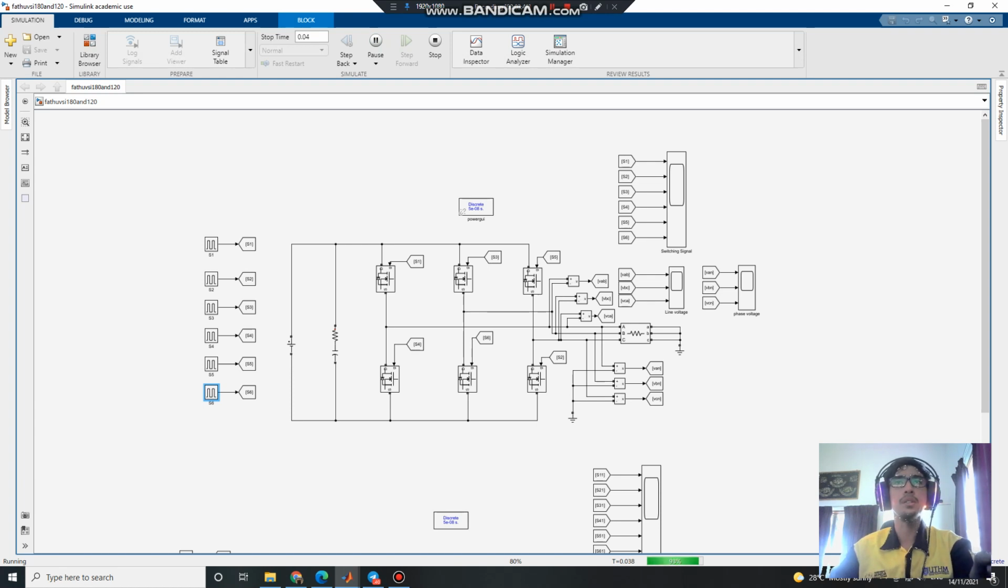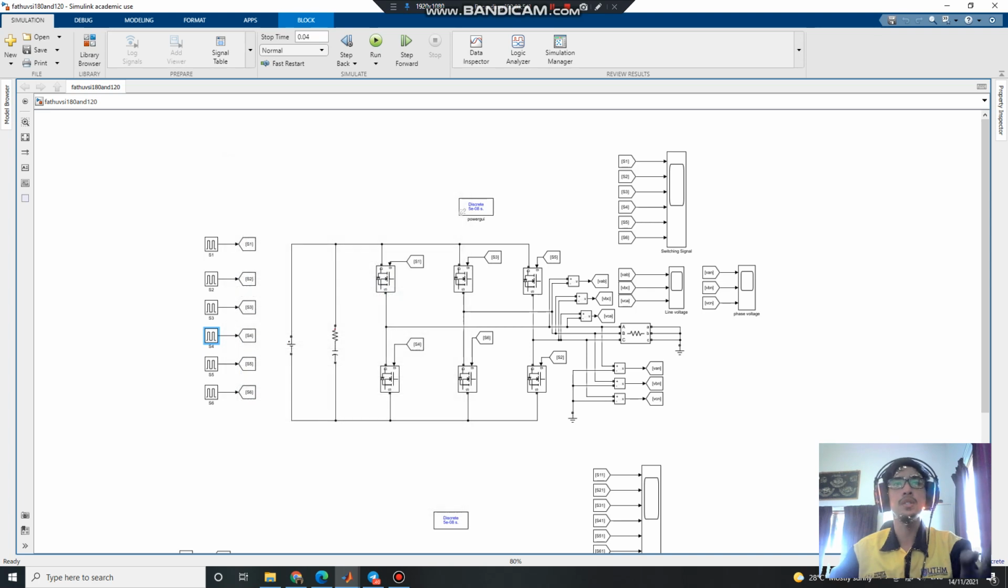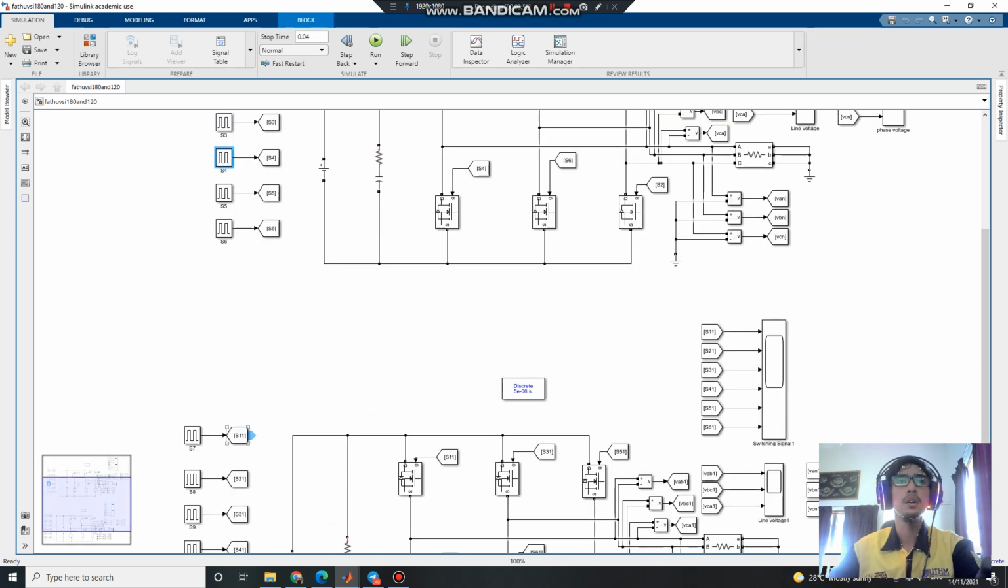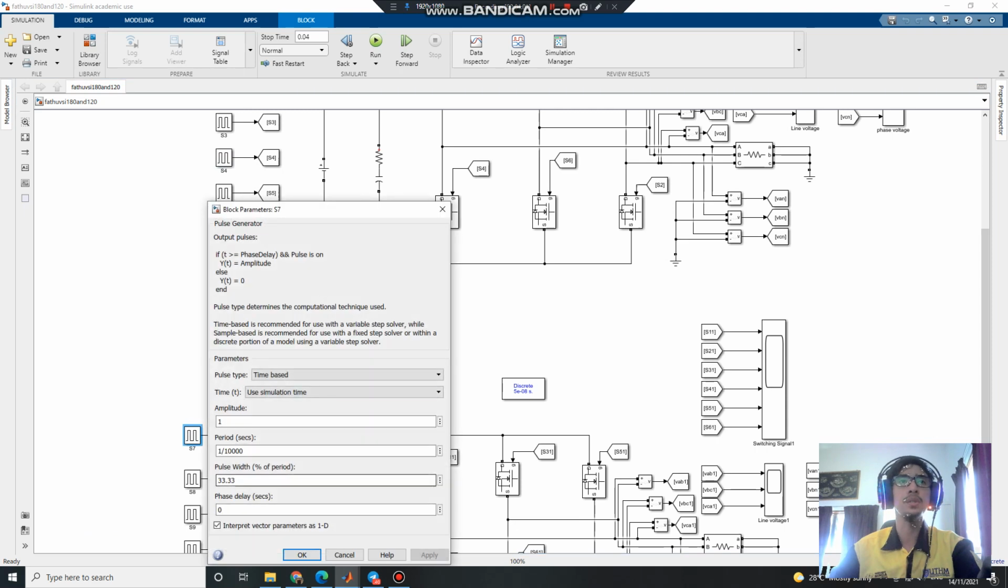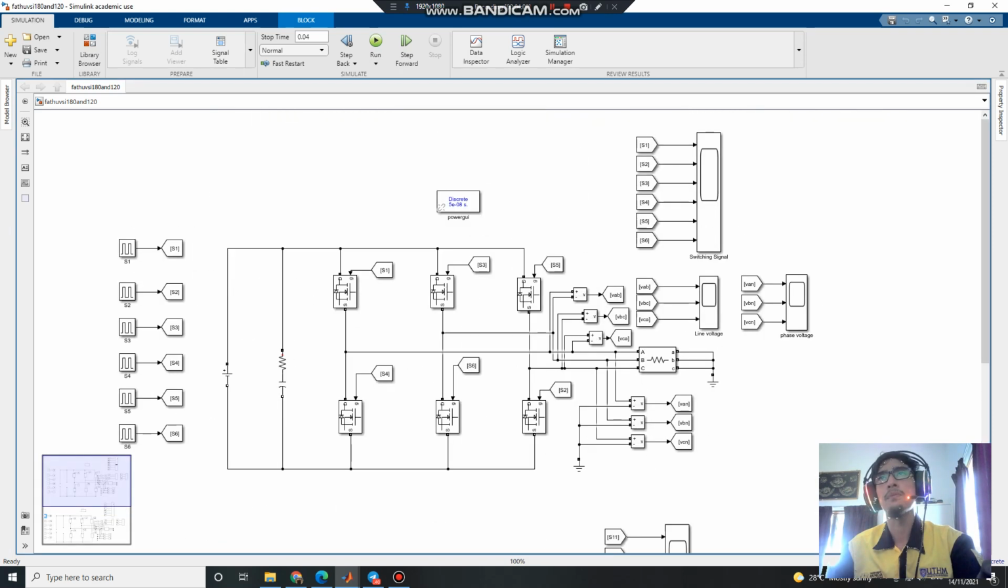For 180 degrees, we set the pulse width at 50 percent. That is different from the 120 degree mode, where we set the pulse width percentage of the period at 33.33. Now I will show the first scope.